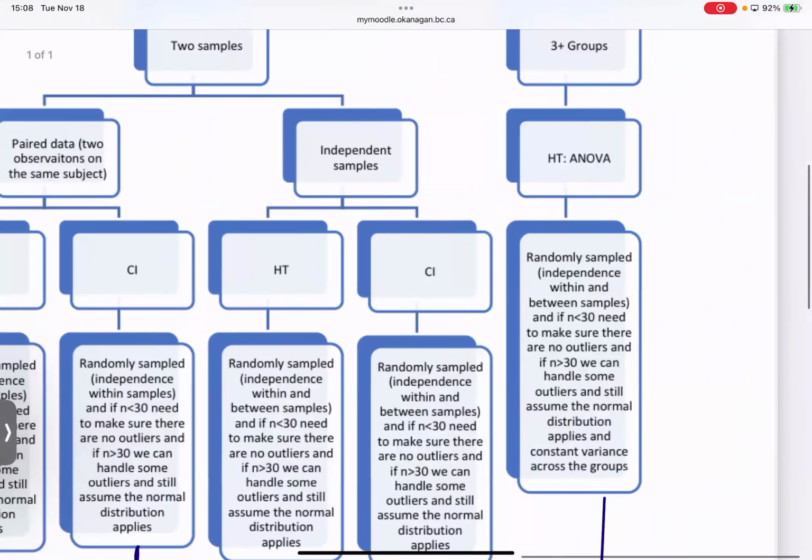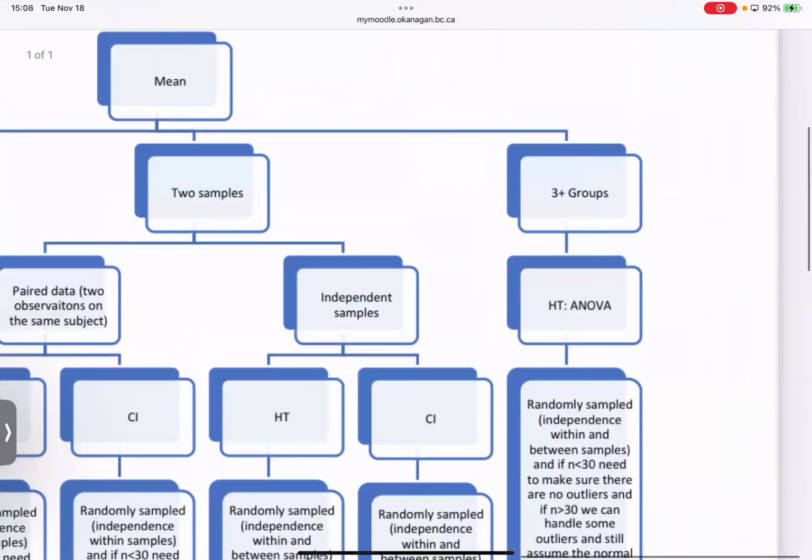And then finally, three or more groups. If you want to compare the means, you use what's called an ANOVA, analysis of variance, but we're not doing that. It's there for completeness because it's in the textbook, but we're not going to do it.